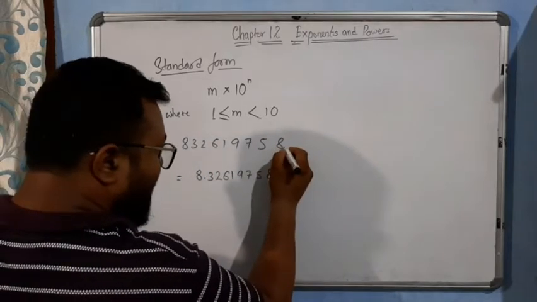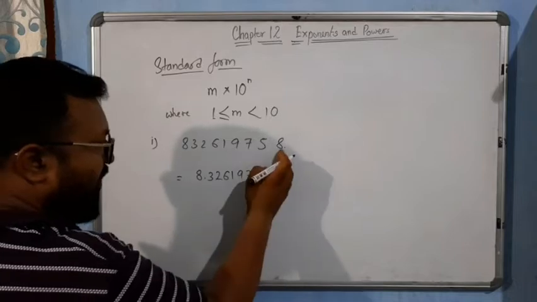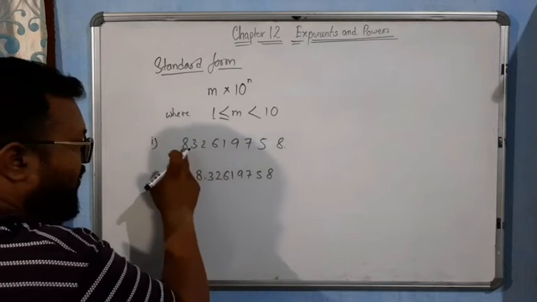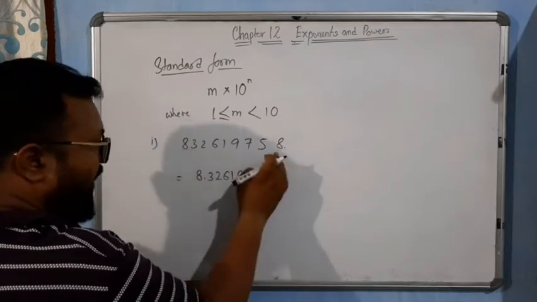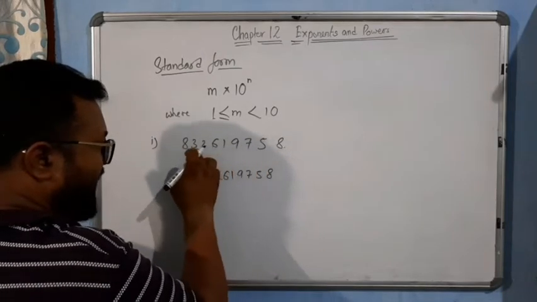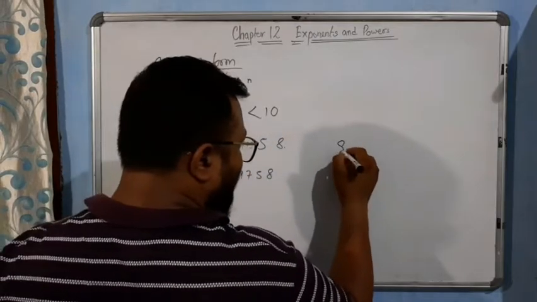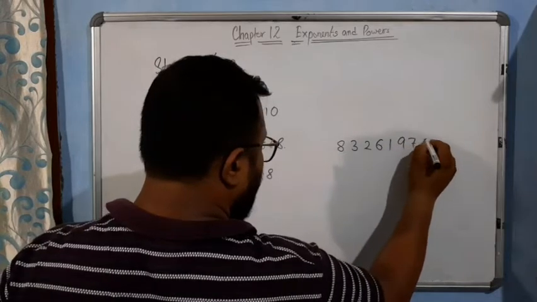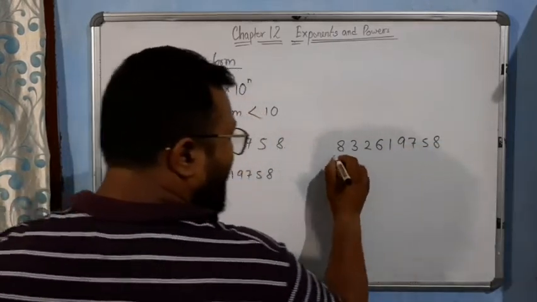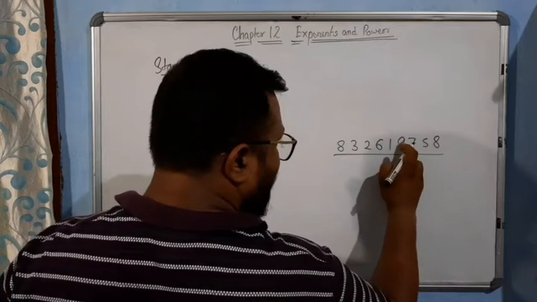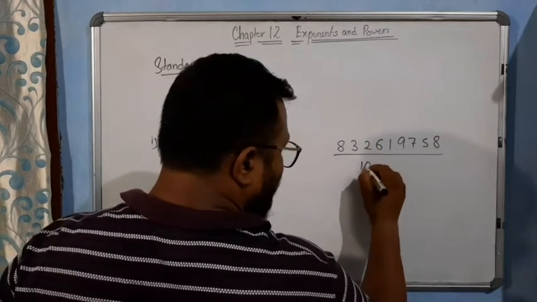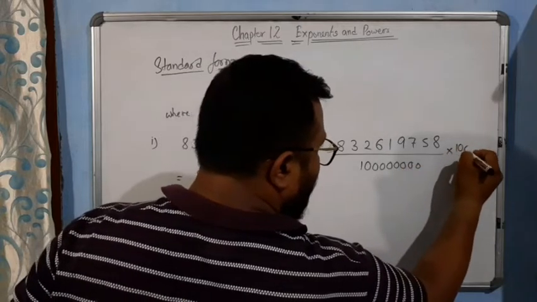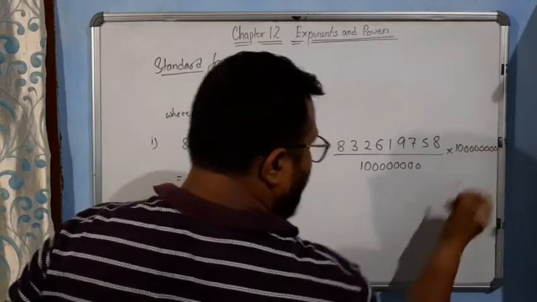But how did this decimal come here? Earlier it was at the end of the last 8. Now we have shifted it to between 8 and 3, which means how many places? 1, 2, 3, 4, 5, 6, 7, 8 places. It means we have divided 8, 3, 2, 6, 1, 9, 7, 5, 8 by 1 followed by 8 zeros.